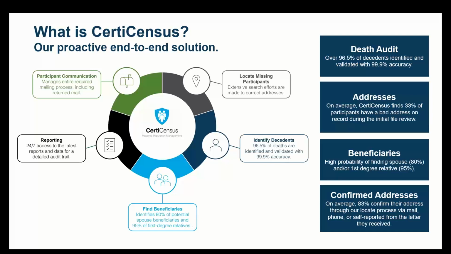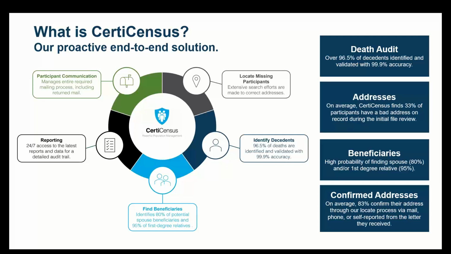The proof is in our results. We found that on average, CertiCensus users are able to confirm 83% of their addresses with the Berwyn Group through our locate process, which again is done throughout the year. If and when we see a discrepancy, our process will know to kick in. We'll do our best efforts to make sure we update that address.